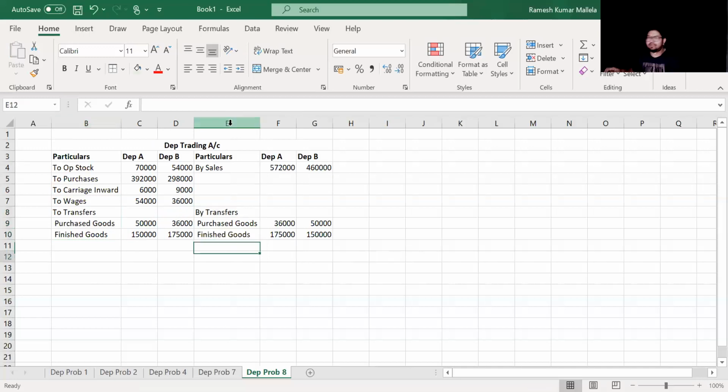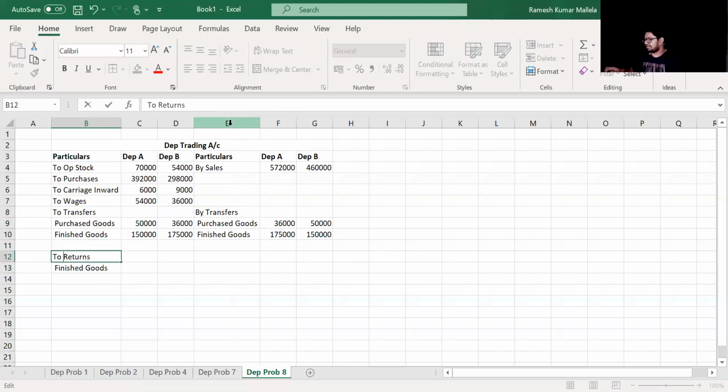Next. Now you are supposed to record for transfer returned. Okay. Returns. Here it is only finished goods which are being returned. Okay.